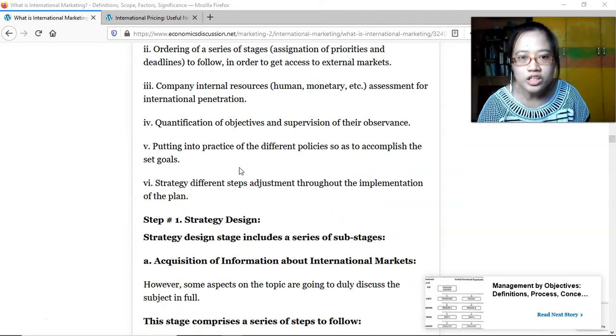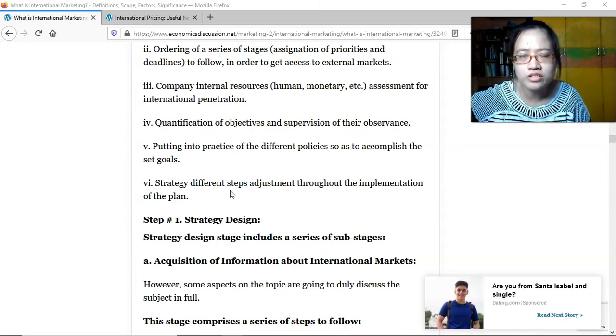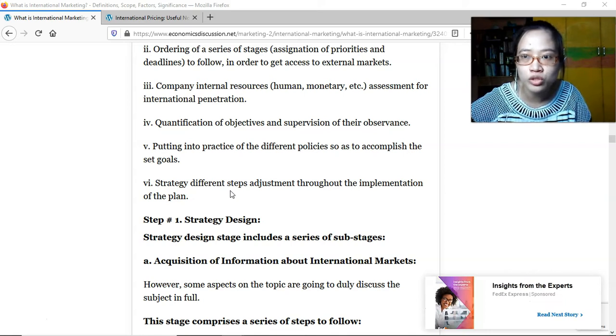Okay, putting into practice the different policies so as to accomplish the set goals: compliance with tax laws, other laws and regulations, strategy, different steps, adjustments throughout the implementation of the plan. Sometimes a plan could change depending on whether new information becomes available to you. You shouldn't stubbornly stick to a plan. You have to properly adjust because changes do occur and sometimes new information would come in.